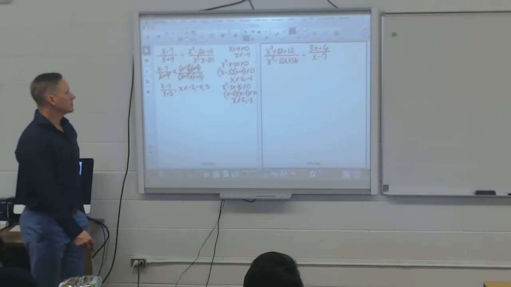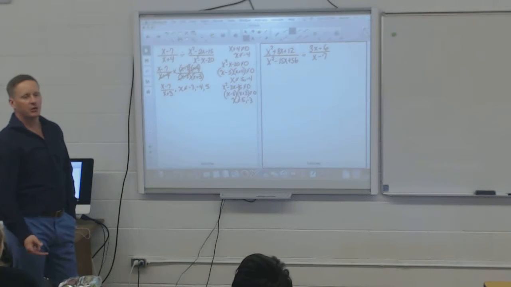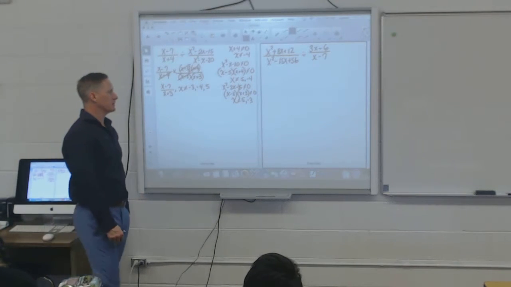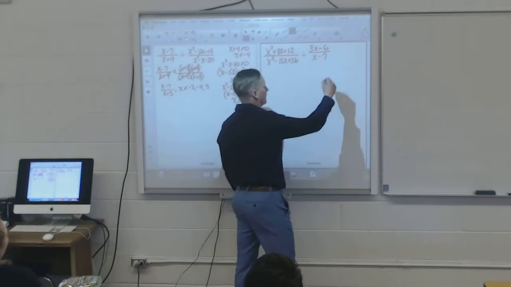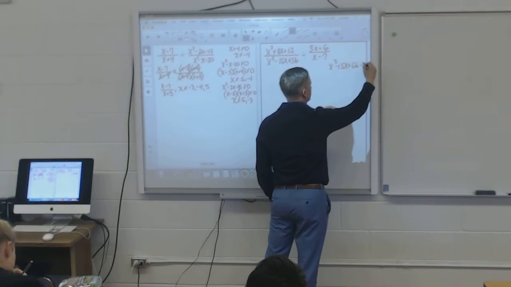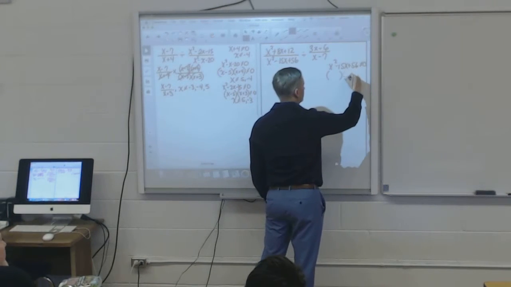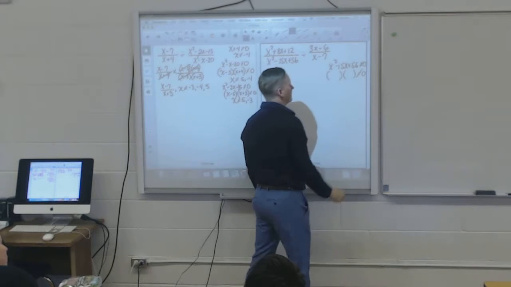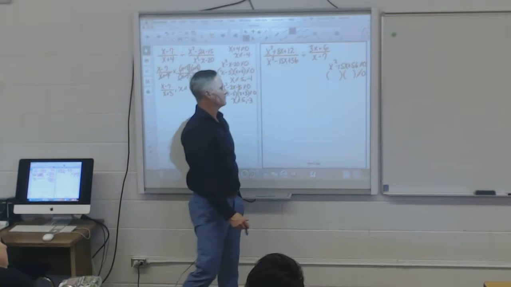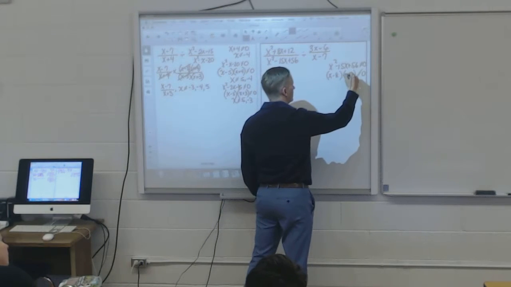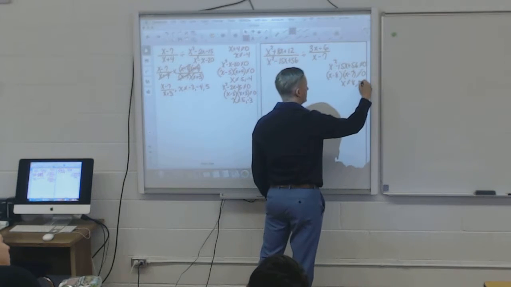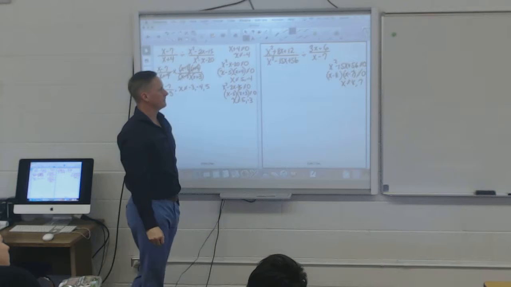Okay. So, what's the first thing that we do? Find your restrictions. So, I've got x squared minus 15x plus 56 can't equal 0. What does that factor to? What are the factors of 56? Minus 8, minus 7. Awesome. So x can't equal 8 or 7. Good.